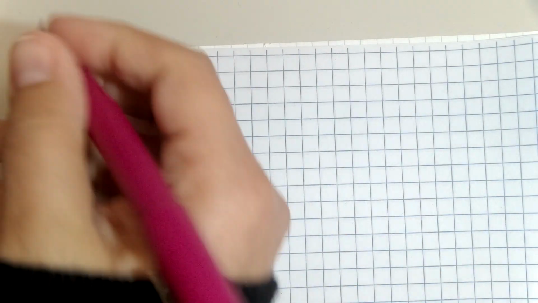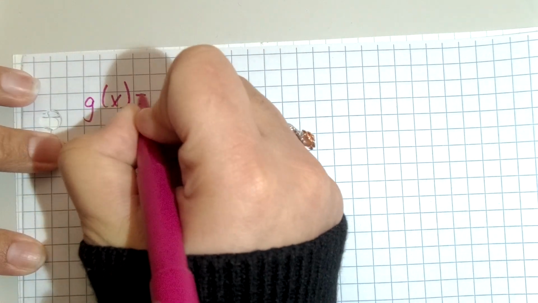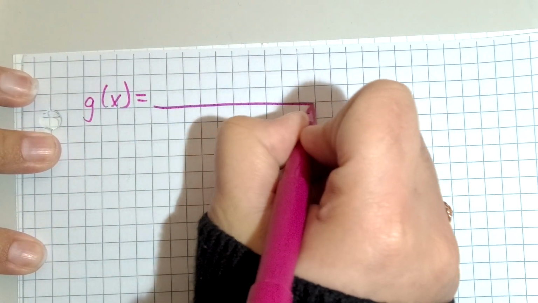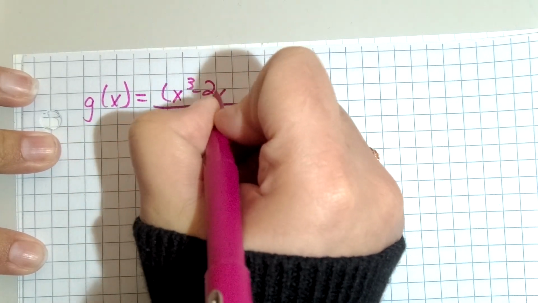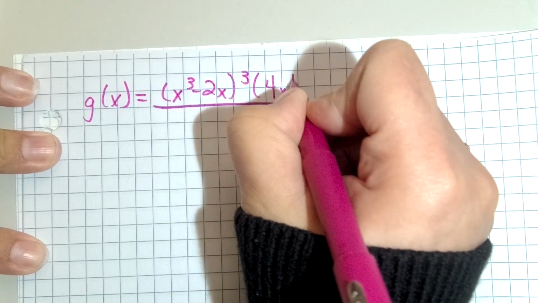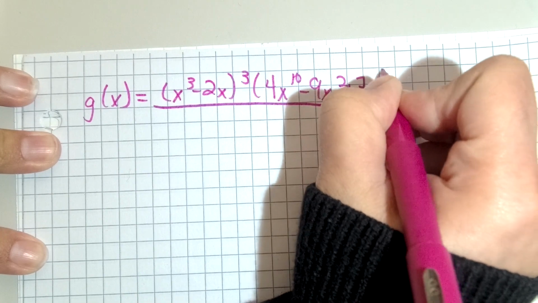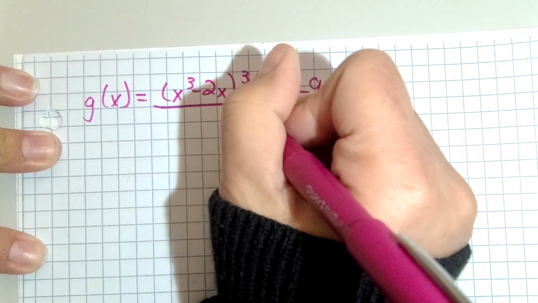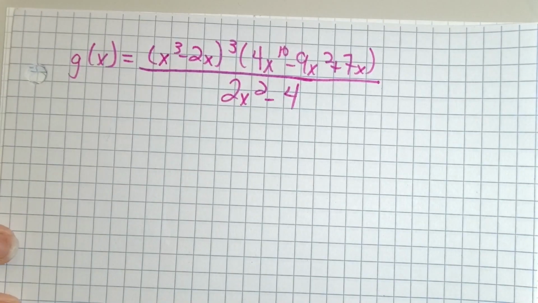Thank you. So the first one is g of x is equal to x cubed minus 2x all cubed times the quantity of 4x to the 10th minus 9x squared plus 7x all over 2x squared minus 4. That is the one on your paper, correct?